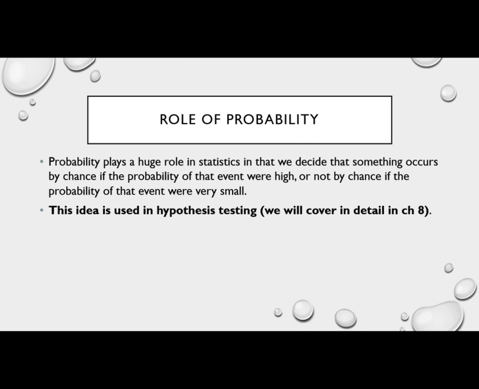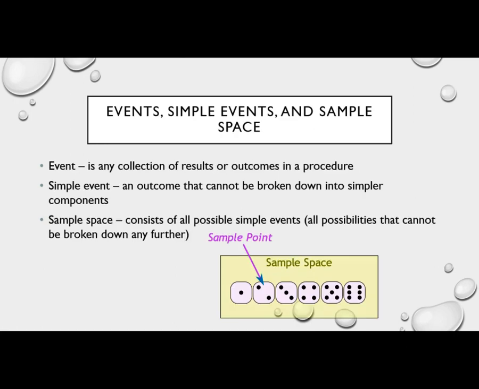So probability plays a huge role in statistics in that we decide that something occurs by chance if the probability of that event were high, or not by chance if the probability of that event were very small. This is the idea that we're going to be using in hypothesis testing, which we'll cover in detail in chapter 8. So when you're looking at probability, you have an event, a simple event, and a sample space.